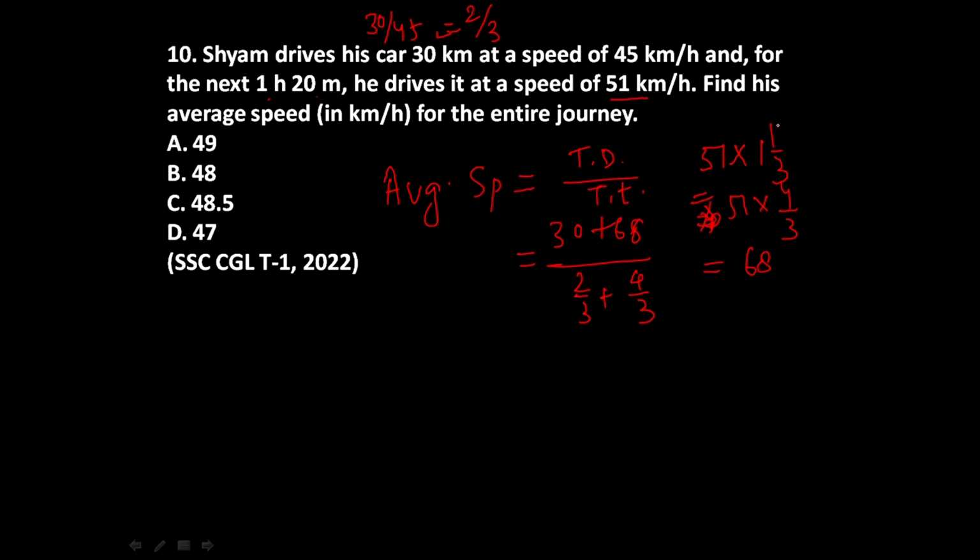Clear? This 1 hour and 1 by 3, 1 and 1 by 3, right? 4 by 3. So it will be 98, and this is 2 by 3, 4 by 3, it's 2. So the total is 49, right? 49 km per hour will be the answer. Clear? If you have any doubt, you can ask.